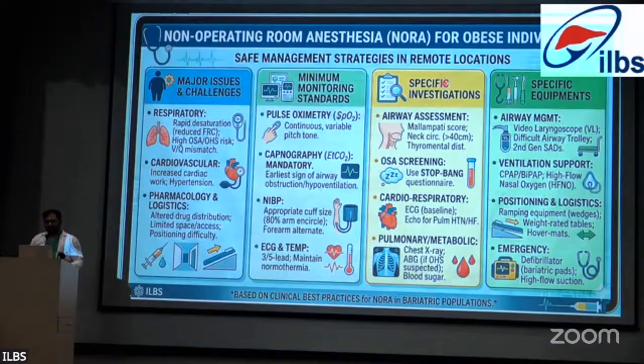Now, specific investigations for this patient include airway assessment, OSA screening, and in a patient who we are suspecting to have pulmonary hypertension, a baseline ECG, echo, chest X-ray, and an ABG should be mandatory.